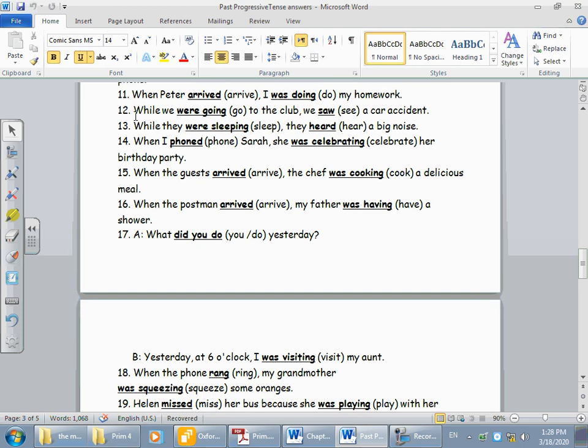Number 12: While we (go) to the club, we (see) a car accident. After while comes past progressive. While we were going to the club, we saw a car accident.